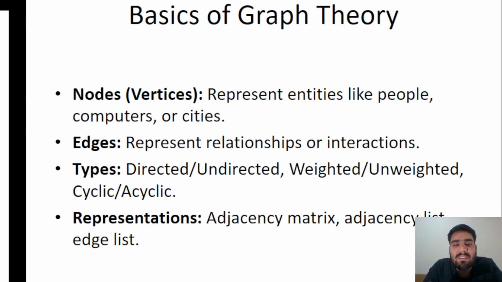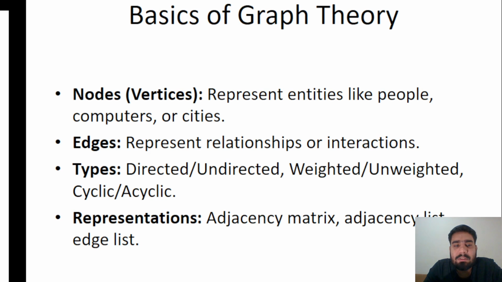Then we move toward the basics of graphs. Now we look at the basics of graphs. A node, or vertex, is a point, like a person, a city, or a computer. An edge is a line between two nodes. Edges represent the relationship or interaction.